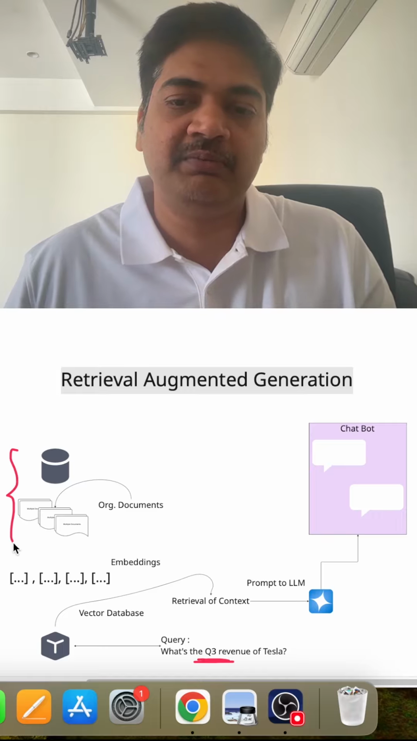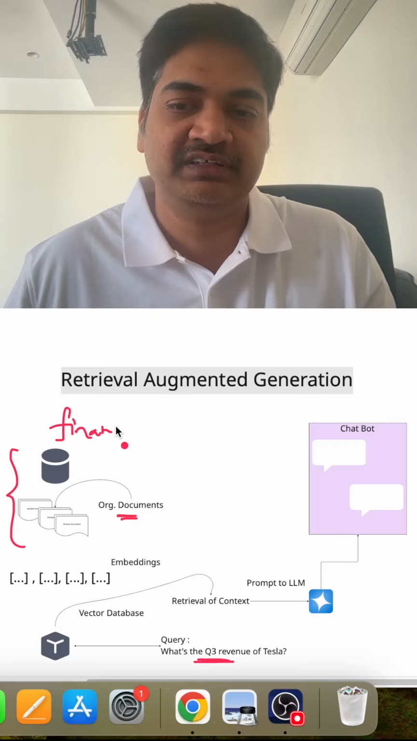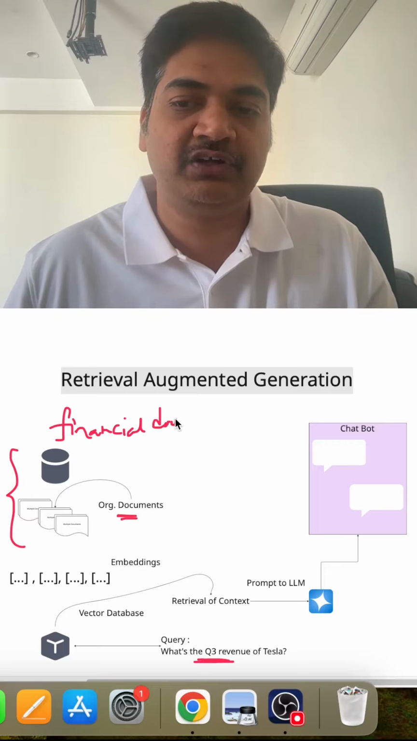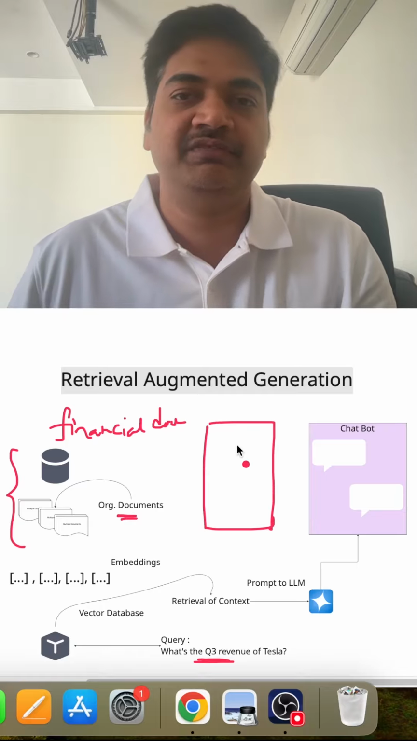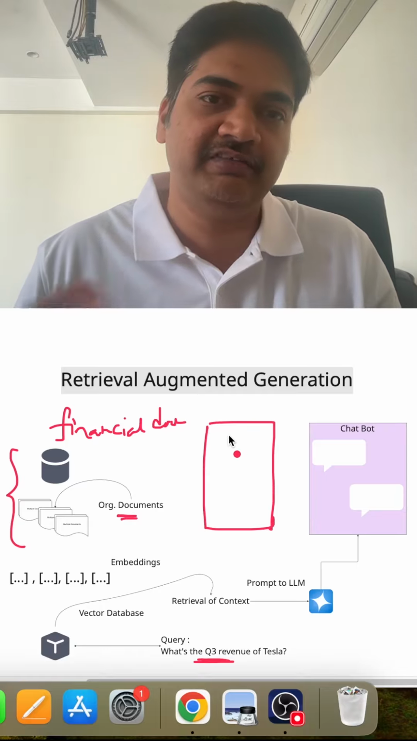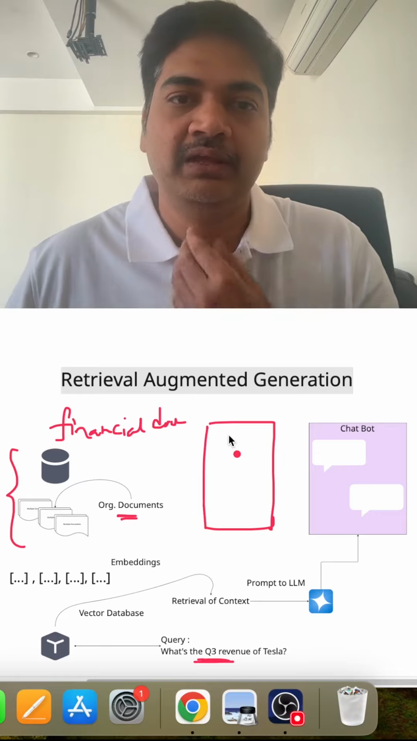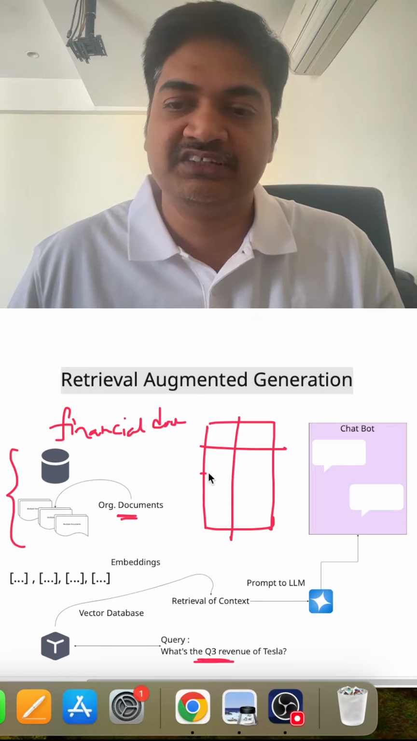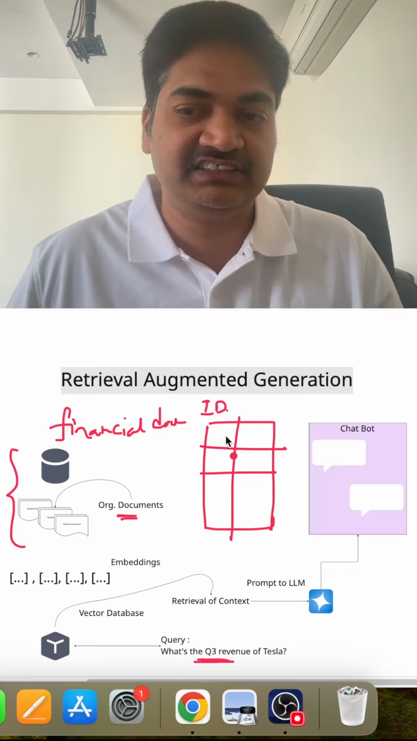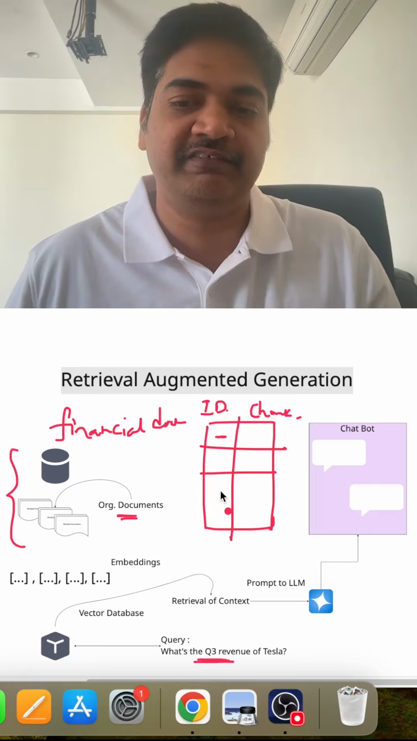Most probably, the organizational documents that we have represented in this diagram are nothing but your financial documents. All of these financial documents are now divided into chunks based upon a chunking strategy, which we'll discuss later. We'll discuss the different chunking strategies that we can employ based upon the documents that we have, right? Whatever chunks we have divided, we basically have a chunk ID as well as the chunk itself. The chunk ID is basically used for reference here.